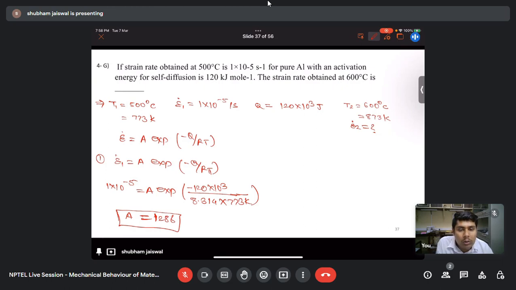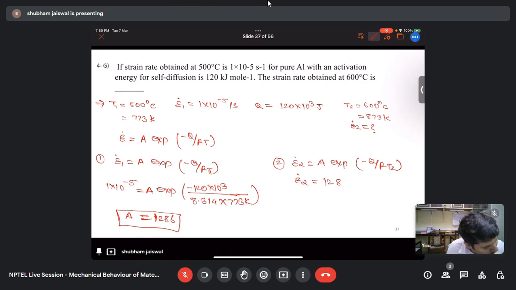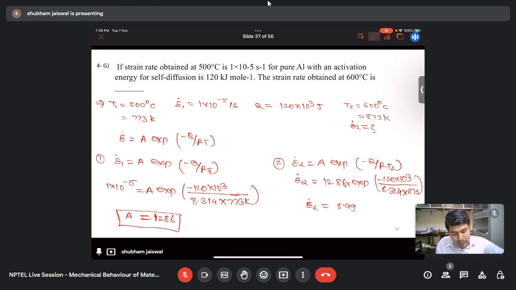Now we know the value of A, and we know the values of Q and R. Now we need to find out epsilon 2. It is just a straightforward question. So we'll use again the same equation: epsilon dot 2 equal to A exponential minus Q by RT2. Epsilon dot 2 equal to 1286 into exponential of minus 120 into 10 to the power 3 divided by 8.314 into T2, which is 873 Kelvin. So epsilon 2 dot, that is the strain rate, should come around 8.49 into 10 to the power minus 5.